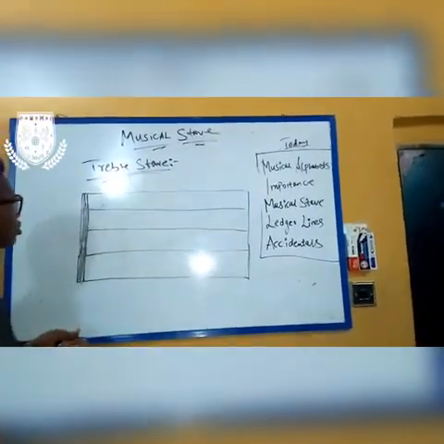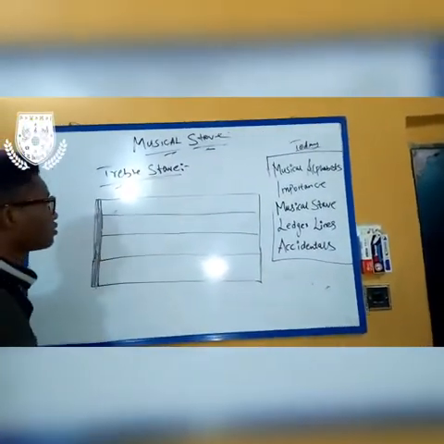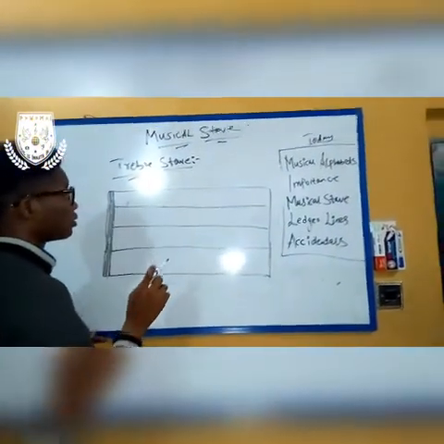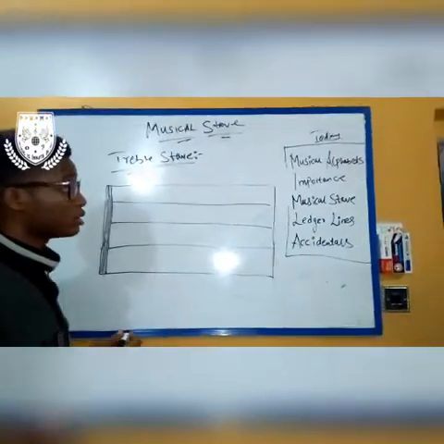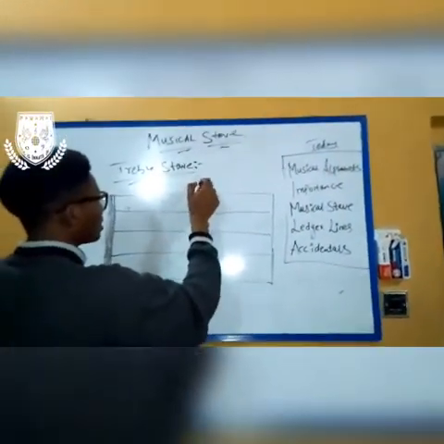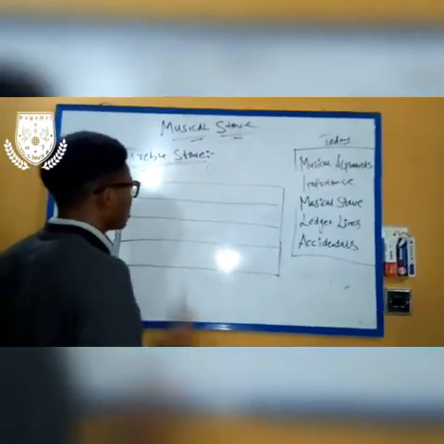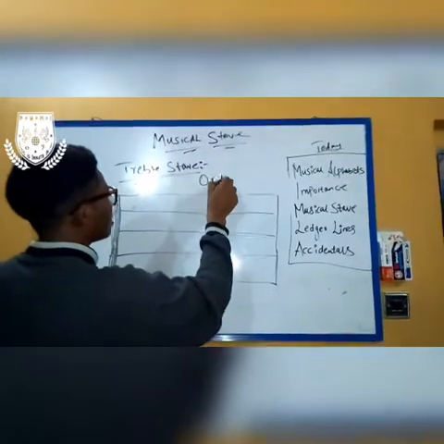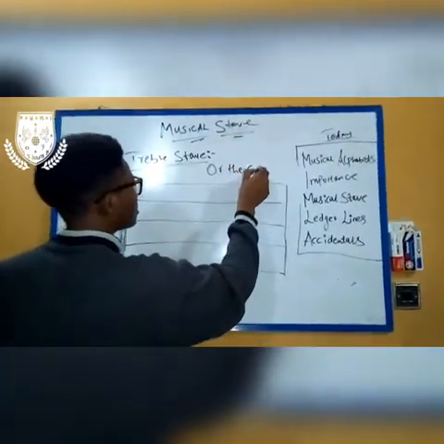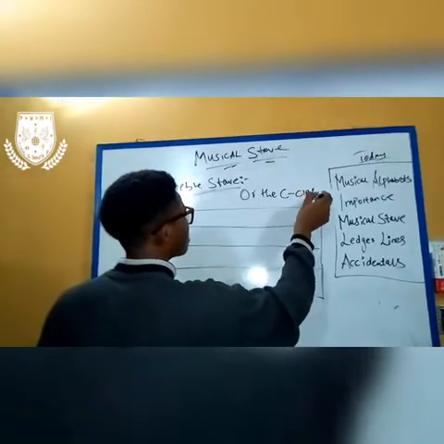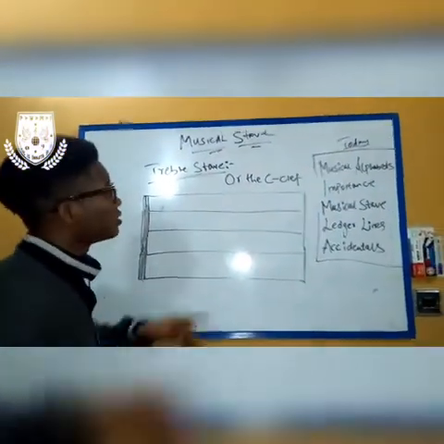Now we're going to draw the treble clef. The treble clef is normally known as the C clef. Treble clef or the C clef. So now this is the C clef.